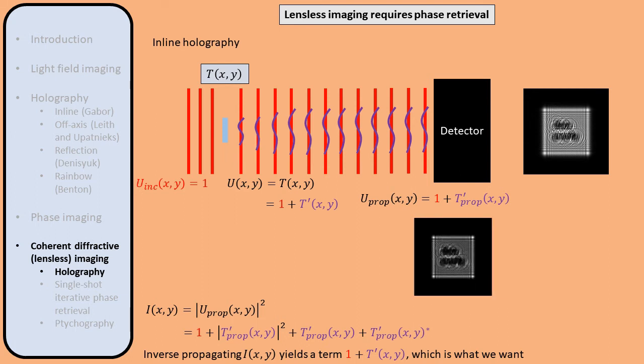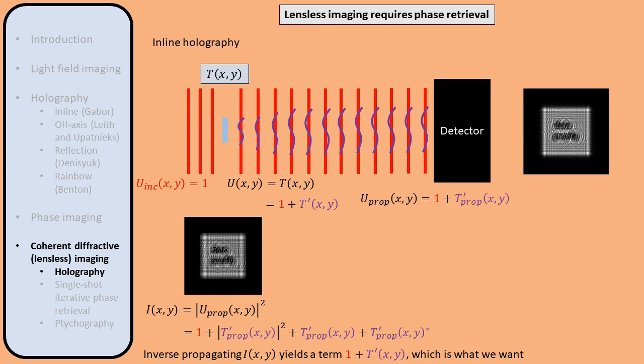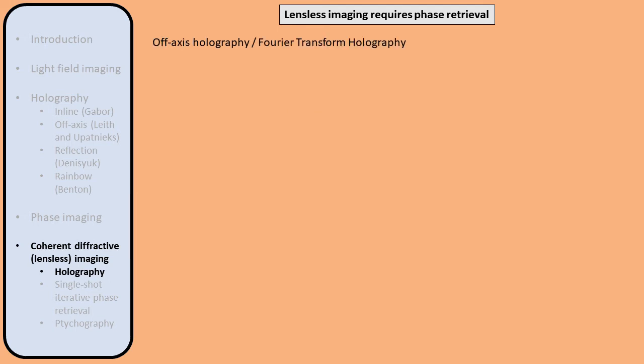As we backpropagate the field to the sample plane, we see the features of the sample becoming sharper. If we compare the measurement to the reconstruction, we clearly see the effect of computationally backpropagating the intensity. The features of the sample have become sharper, but the other terms visibly degrade the quality compared to the original sample. To overcome this, we introduced off-axis holography, which in the context of lensless imaging can also be called Fourier Transform Holography.